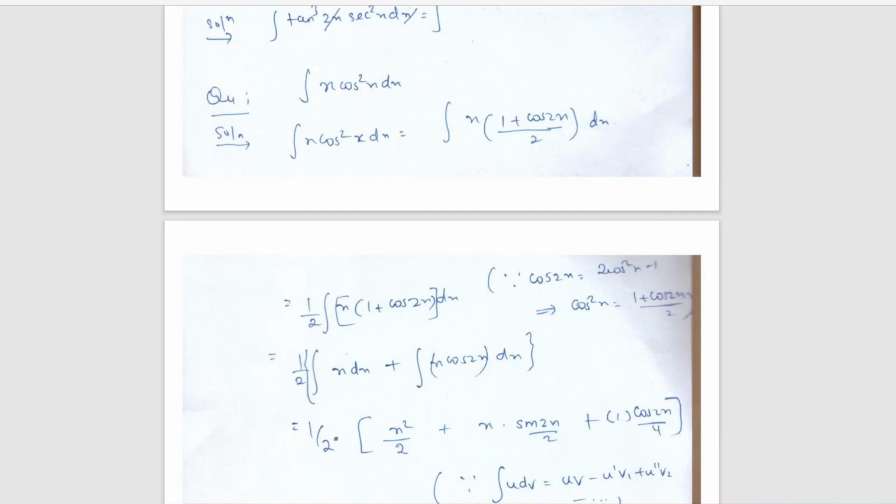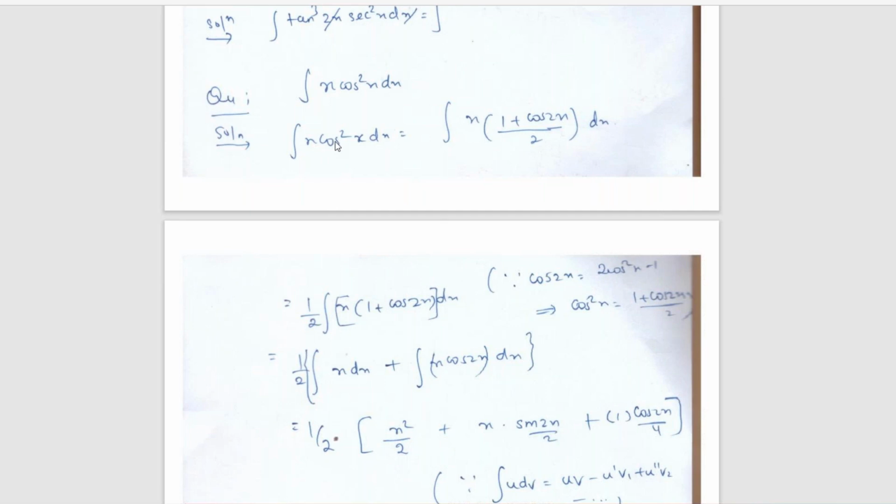The next problem is integral x cos square x dx. The integrand is here x cos square x dx. That is the product of the algebraic function and trigonometric function, x into cos square x. So now to evaluate this integral, first we need to write the formula for cos square x. We need to get the simplified form. We have to simplify it, then only we can integrate.